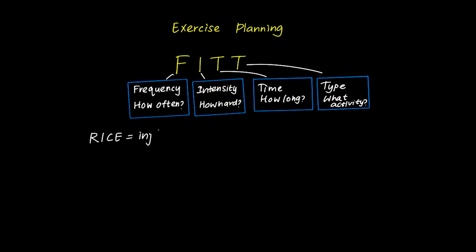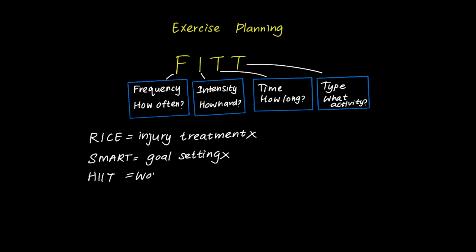Want more cardio endurance? Increase frequency or time. Want more strength? Increase intensity. RICE is a treatment acronym. Rest, ice, compression, elevation. For injuries, not planning. SMART is for goal setting. Specific, measurable, achievable, relevant, time-bound. HIIT is a workout type. High intensity, interval training, not a planning framework.